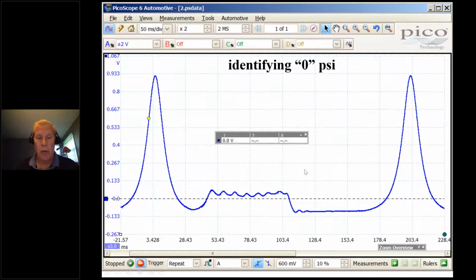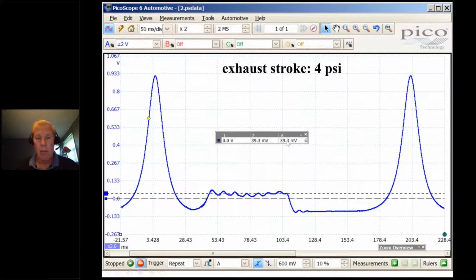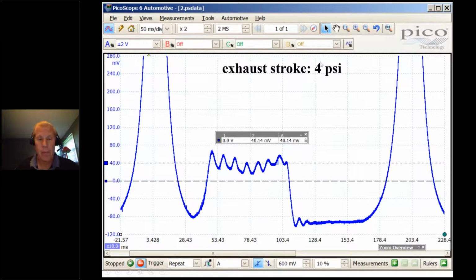If I make a measurement, my scaling, 40 millivolts is about 40 PSI. So I have about 4 PSI of in-cylinder back pressure, and this is where it counts. This is why I'm in the cylinder. Now, if I vertically zoom, so again, the 40 millivolts is 4 PSI. So at times it's above, at times it's below, but it's not 0.